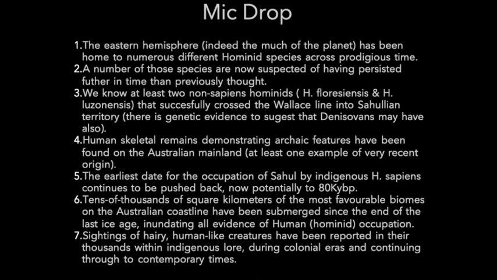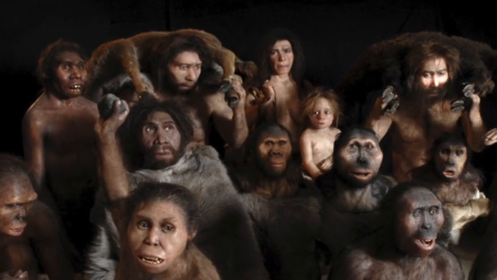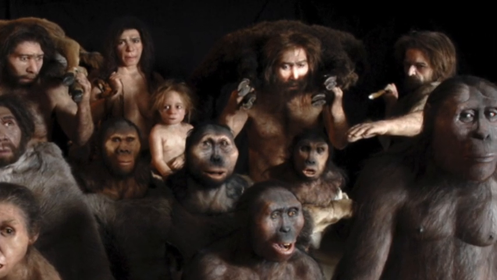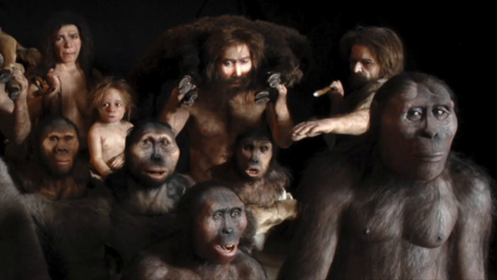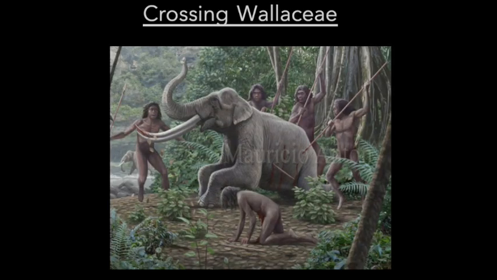So the Eastern Hemisphere, indeed much of the planet, has been home to numerous different hominid species across prodigious time. A number of those species are now suspected of having persisted further in time than previously thought. We know at least 2 non-sapiens hominids, that's the little guys, Homo floresiensis and Homo luzonensis, that successfully crossed the Wallace Line into Sahulian territory. And there's genetic evidence to suggest the Denisovans may have also.